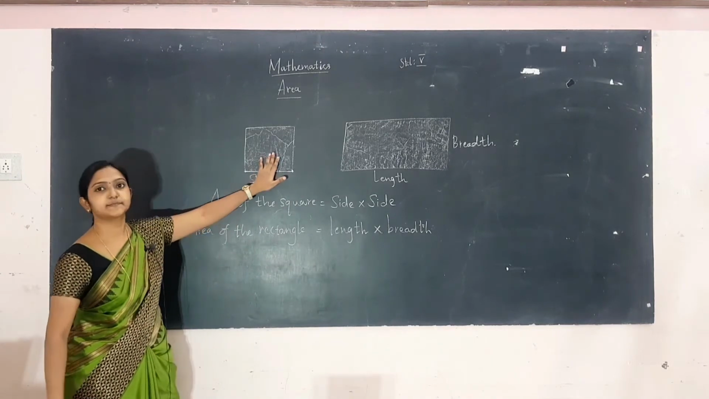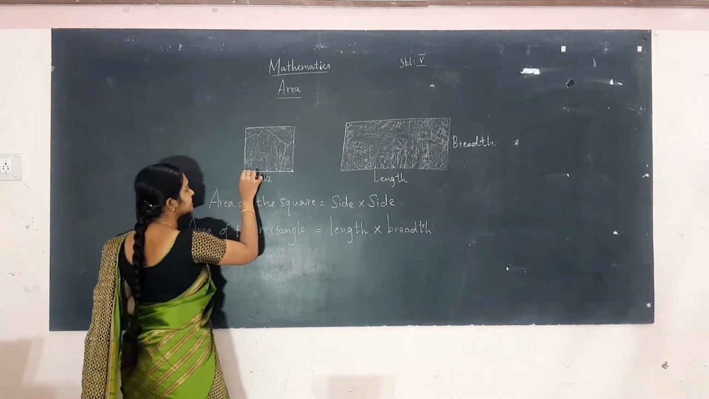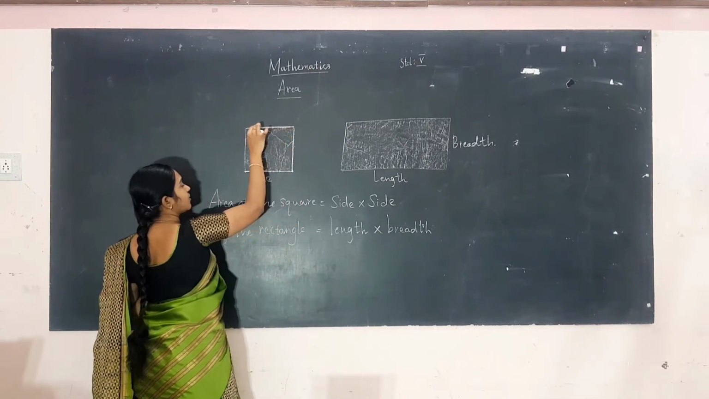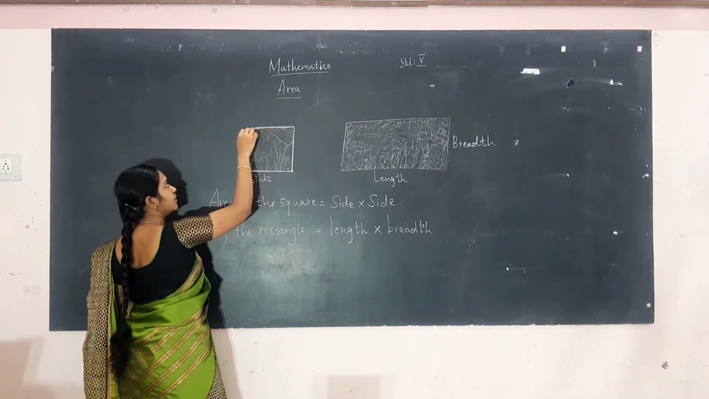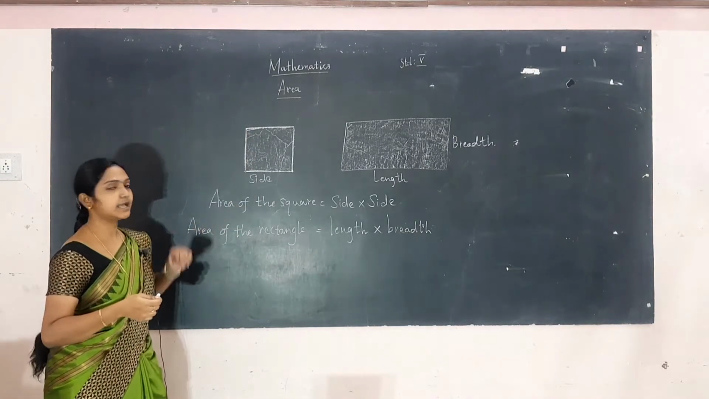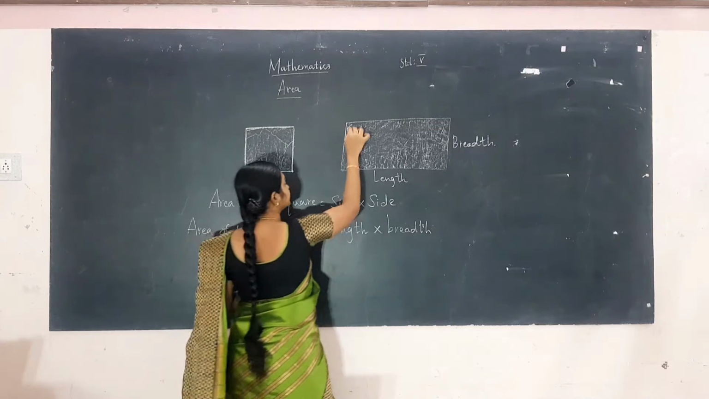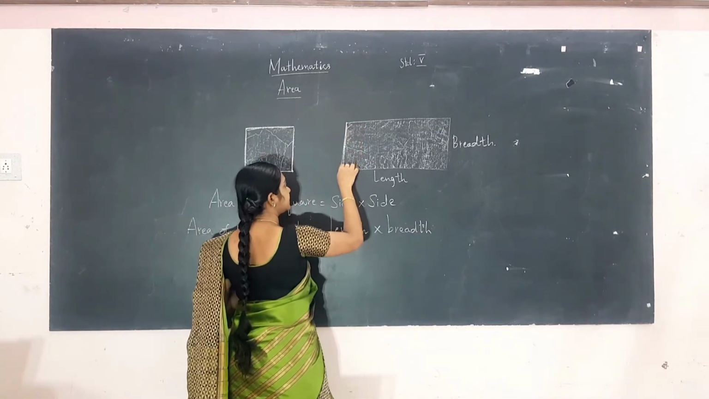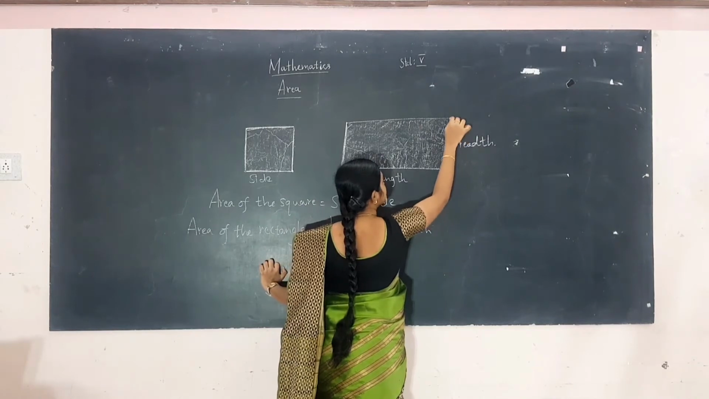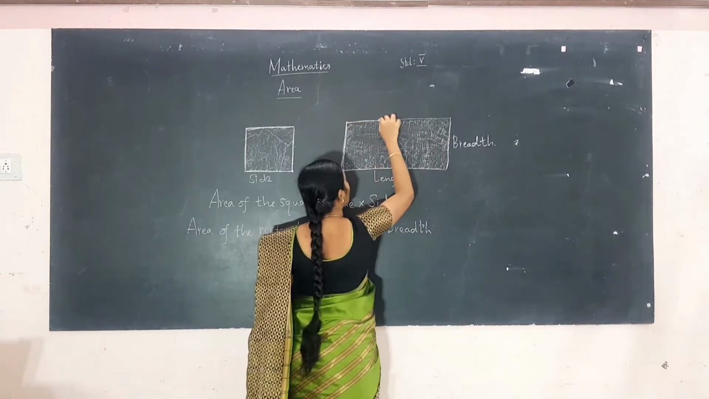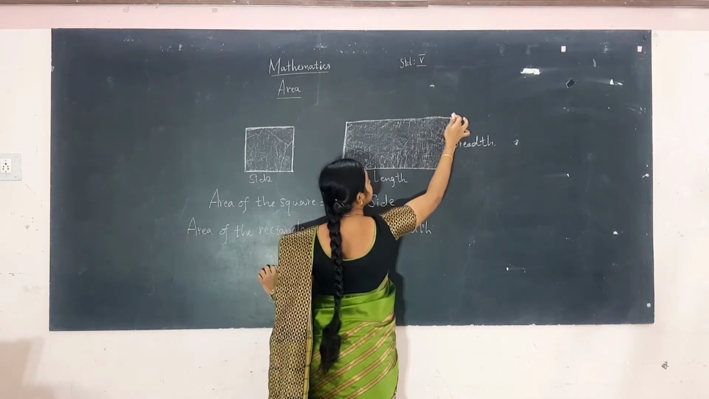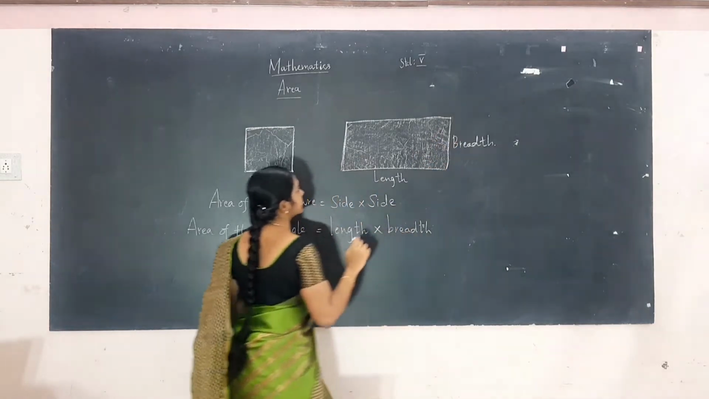Area means it is the space occupied. Perimeter means it is just the boundary. The boundary is called as perimeter. The space occupied by the boundary is called as area. The same in the rectangle also. This is the perimeter of the rectangle. The space occupied by the rectangle is called as area of the rectangle.